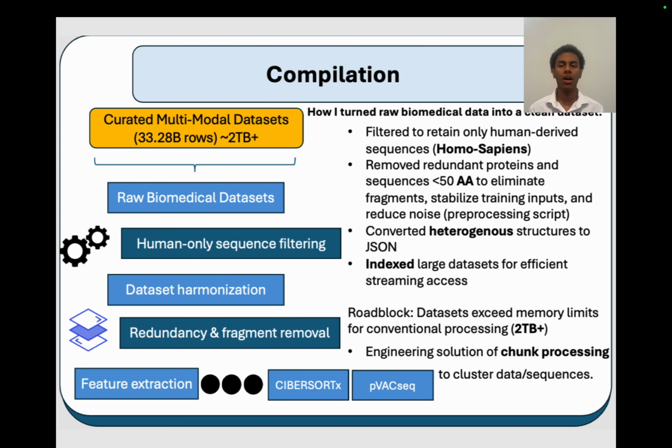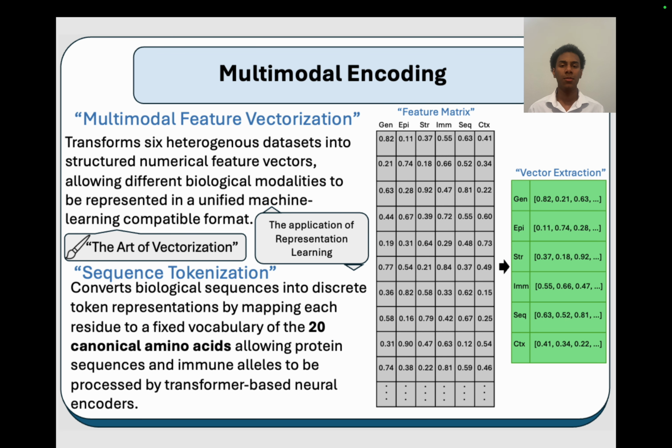To build this tool, I retrieved over 33.28 billion rows of biomedical data from sources such as IDB and NIH, then filtered for human-derived sequences, removed redundant fragments by sequence clustering and length filtering, and categorized the data into 6 biological feature datasets. Next, I experimented with the fascinating field known as representation learning, and through vectorization, I transformed biological features into structured numerical representations used to train 6 modality-specific encoders.